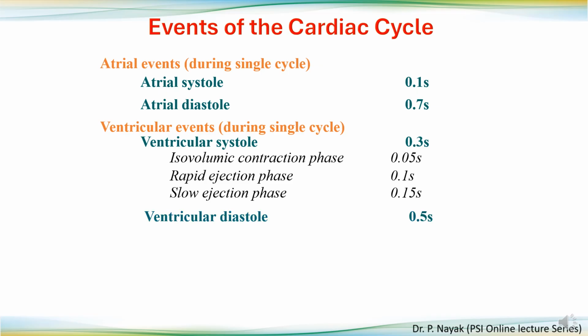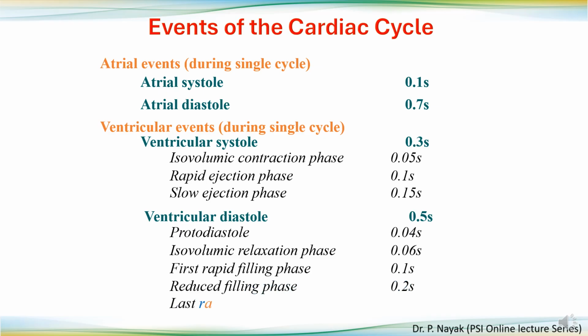In case of the ventricular diastole phase, there is a quick protodiastole phase of 0.04 seconds prior to the isovolumetric relaxation phase of 0.06 seconds. With the opening of the atrioventricular valves, the first rapid filling phase starts and continues for about 0.1 seconds. Then there is a reduced filling phase for 0.2 seconds followed by the last rapid filling phase for 0.1 seconds. Thus, the ventricular diastole phase lasts for a total of 0.5 seconds.